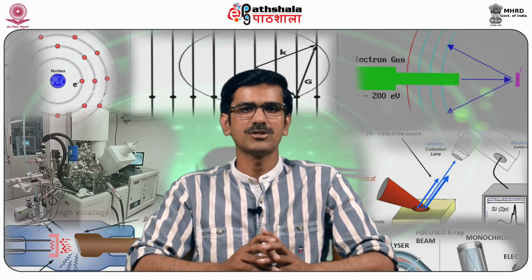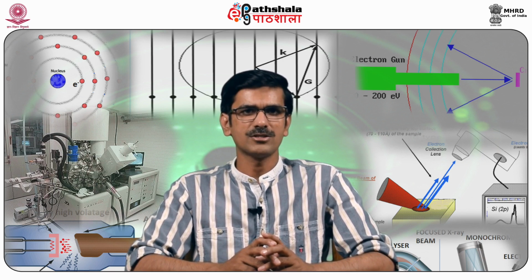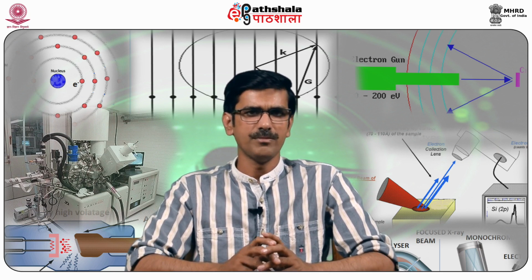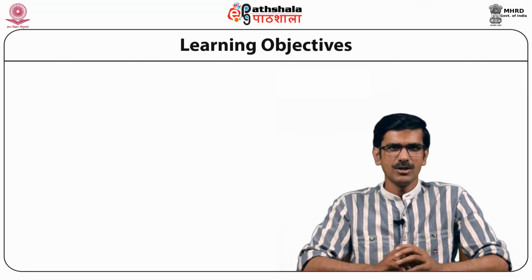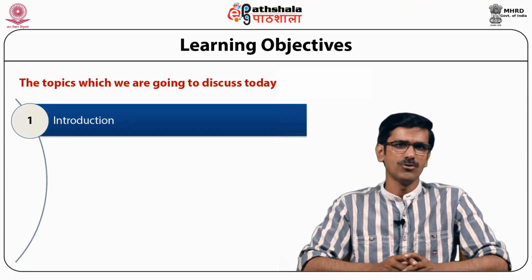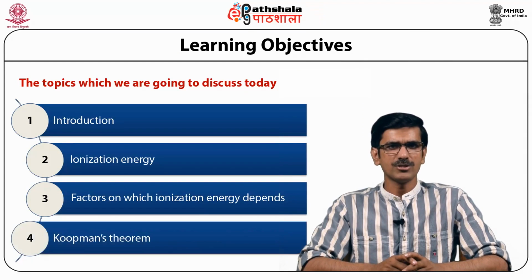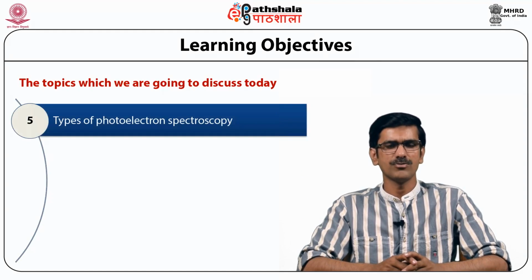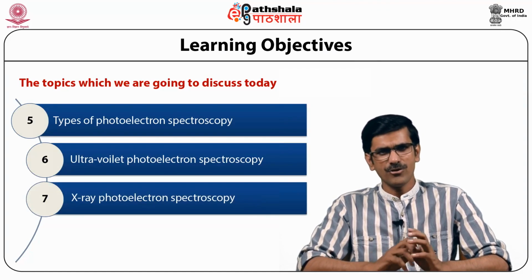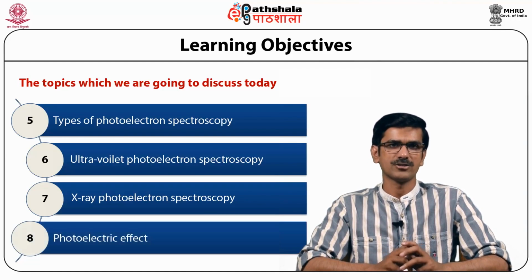Specifics about what can be studied using PES, or photoelectron spectroscopy, will be discussed in detail in the following discussion on instrumentation of PES experiments. The topics that we are going to discuss today: we will start with the introduction, then move on to ionization energy, factors on which ionization energy depends, Koopmans' theorem, types of photoelectron spectroscopy, then ultraviolet photoelectron spectroscopy, X-ray photoelectron spectroscopy, and at the end we will discuss the photoelectric effect.